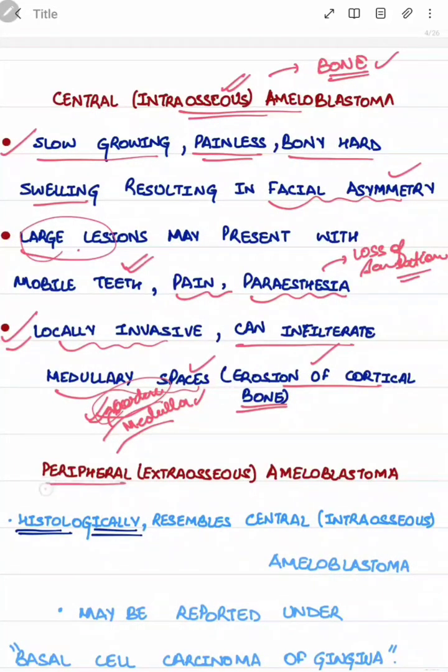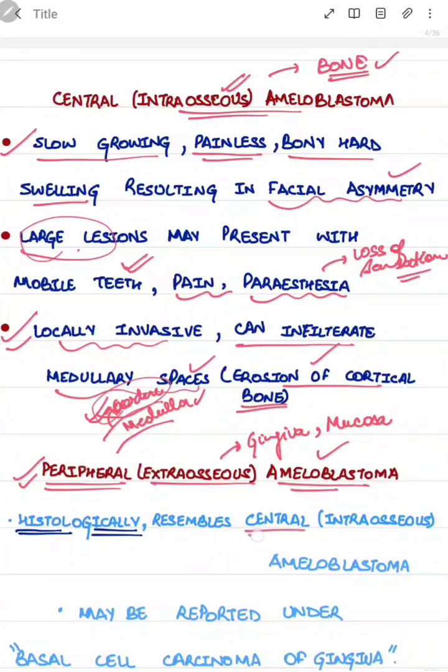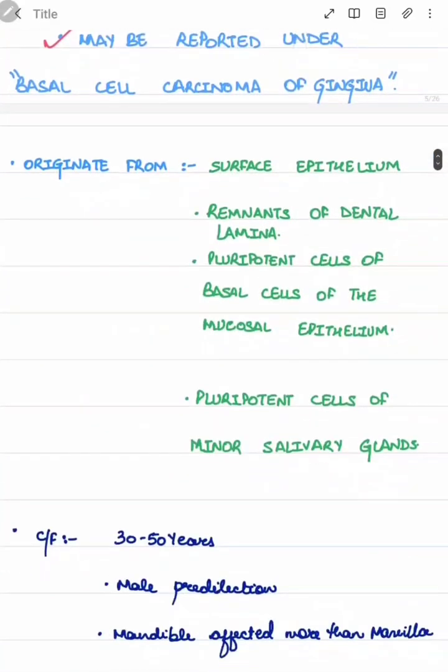Now the peripheral or extraosseous ameloblastoma, the ameloblastoma that is affecting the gingiva or the mucosa basically. It is not affecting the bone. So this is peripheral or extraosseous ameloblastoma. Histologically, it resembles the central ameloblastoma only, but may be reported under basal cell carcinoma of the gingiva.